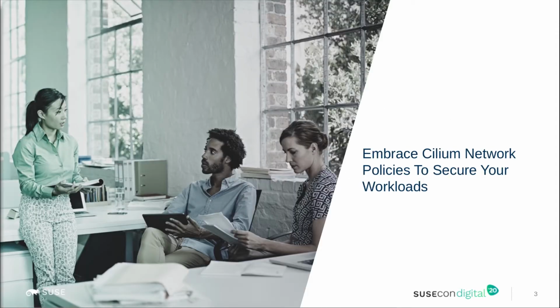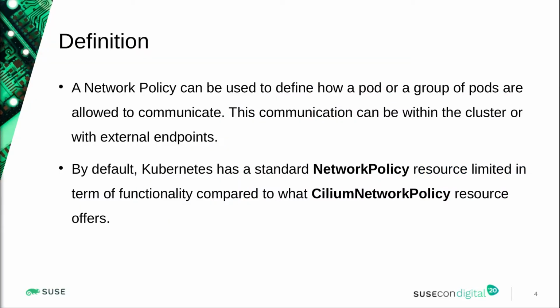Let's embrace network policies to secure our workloads. What's a network policy? A network policy can be used to define how a pod or group of pods are allowed to communicate. So we can define how it is allowed to communicate within the cluster, so inside the namespace or between namespaces with a Kubernetes service and so on. But this is also for external communication.